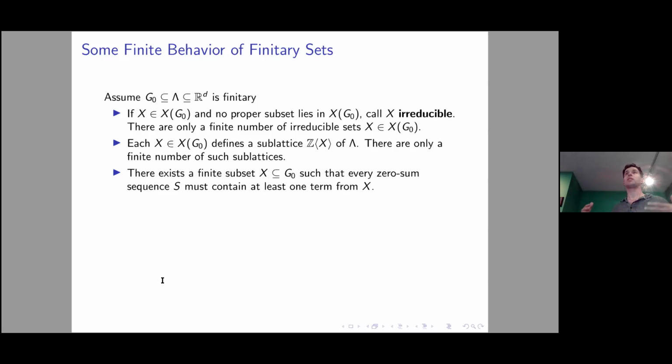And so these sequences over the integers can be quite complicated because we're not allowed to have this smoothing behavior from the real numbers. But nonetheless, there is some finite subset, assuming our set is finitary, so that if we delete all elements of that set, we will kill this zero-sum. That zero-sum must contain at least one element from that set.